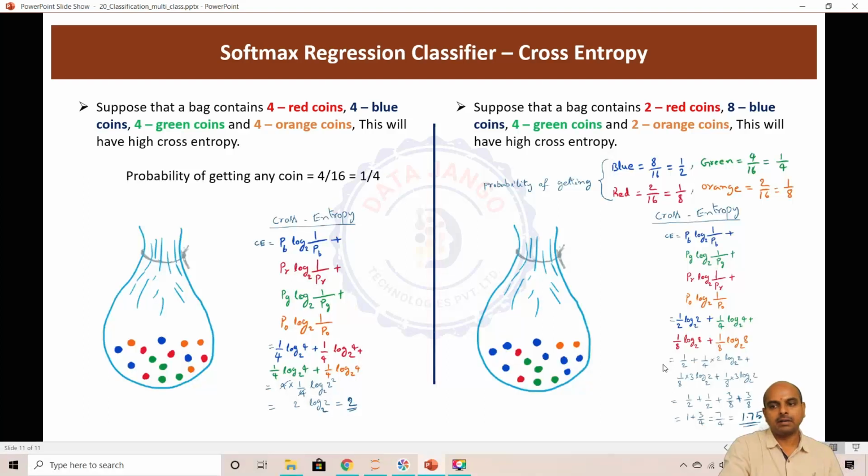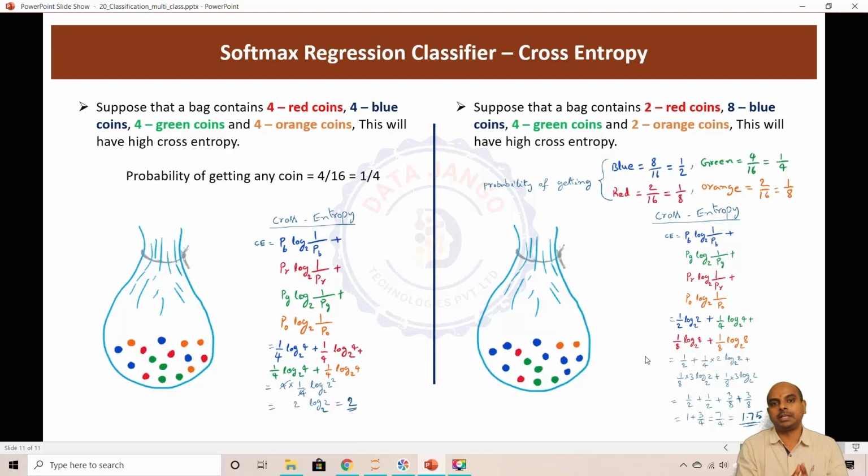In the second setup, we have 8 blue coins, 2 red, 2 orange and 4 green coins. Here the probability of getting blue is high. Out of 16, 8 are blue. If you take one coin, most probably blue will come because half of them are blue. So the probability of getting blue is 50%, green is 25%, and red and orange are 12.5%. If you apply the cross entropy formula, you will get 1.75 because the certainty is more and the uncertainty is less. You will more certainly get a blue coin out of the bag because there are more blue coins in it. So the formula is giving you the uncertainty measure. Here the uncertainty is less compared to the first setup.